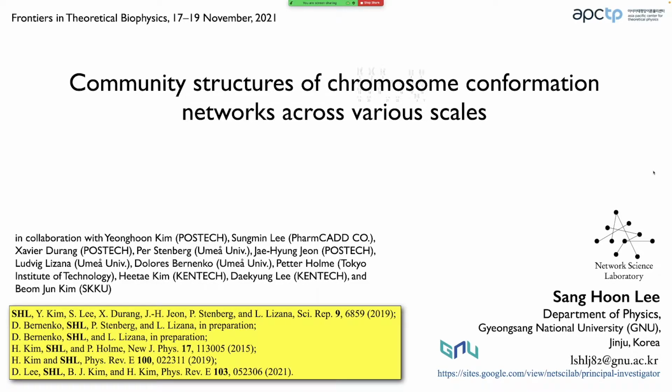There are many previous or ongoing precious collaborators of mine listed here, and a bunch of papers, because the approach I'm going to present is eventually the result of the combination of two kinds of separate series of my work. So first, I'll mainly present my work on human chromosome conformation networks analyzed with this network community detection, in particular across various scales, as the title suggests.